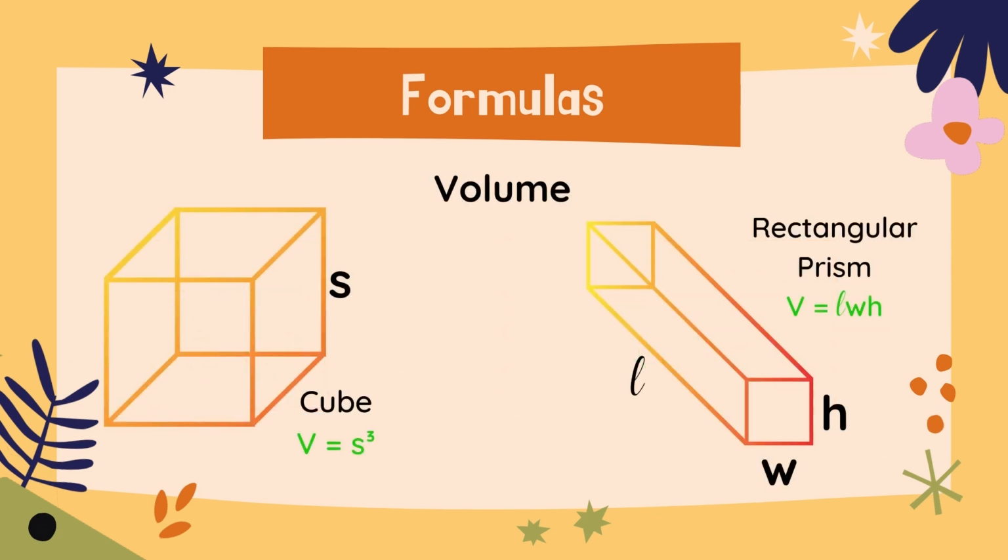And we can also use formulas to find the volume of three-dimensional figures. On the left, we have a cube. The formula for volume of a cube is V equals s cubed, or the side length times itself 3 times. On the right, the formula for a rectangular prism's volume is V equals length times width times height.